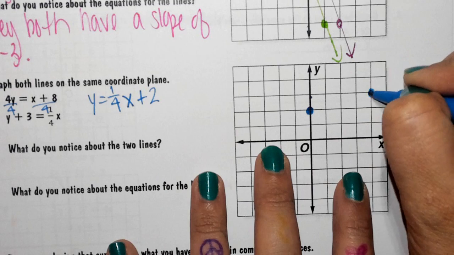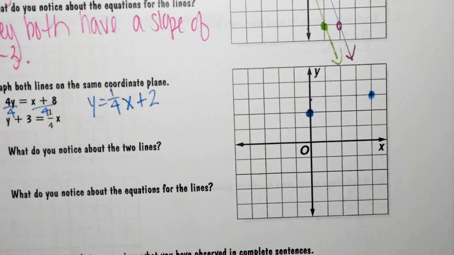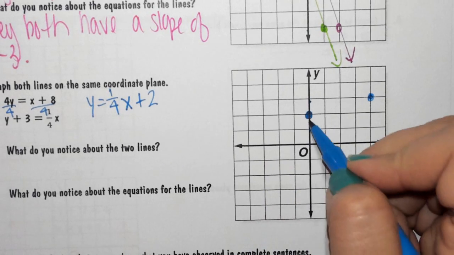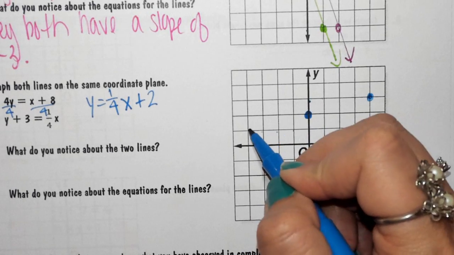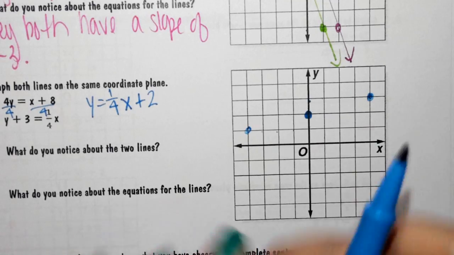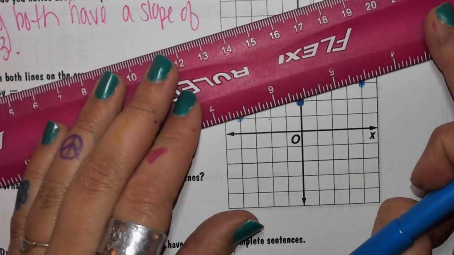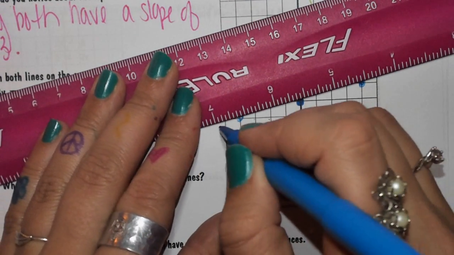Take a point. Now, I need 3 points. What would I do next? Down 1, right, or left 4. Down 1, left 4. Fantastic. Take a point. Do I connect my dots? Yes.